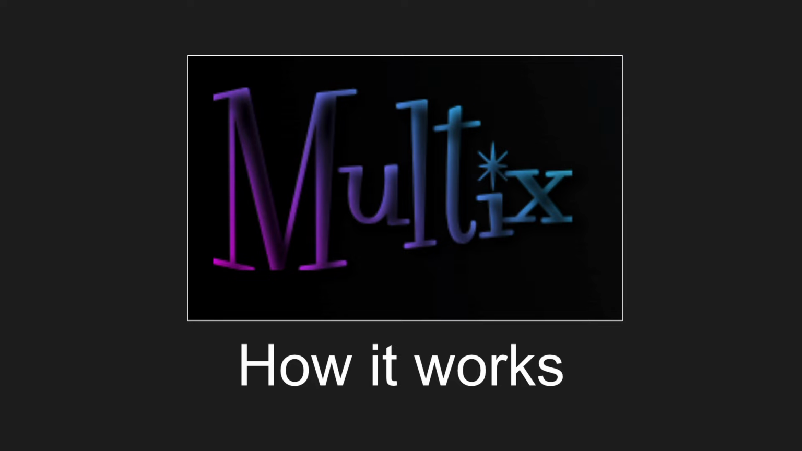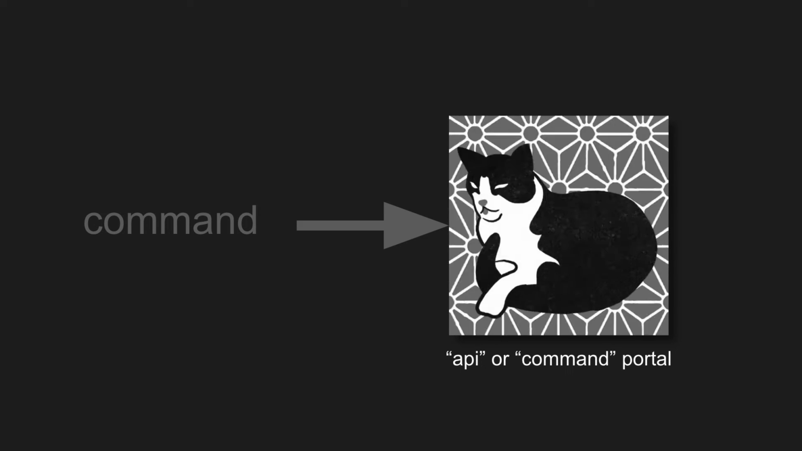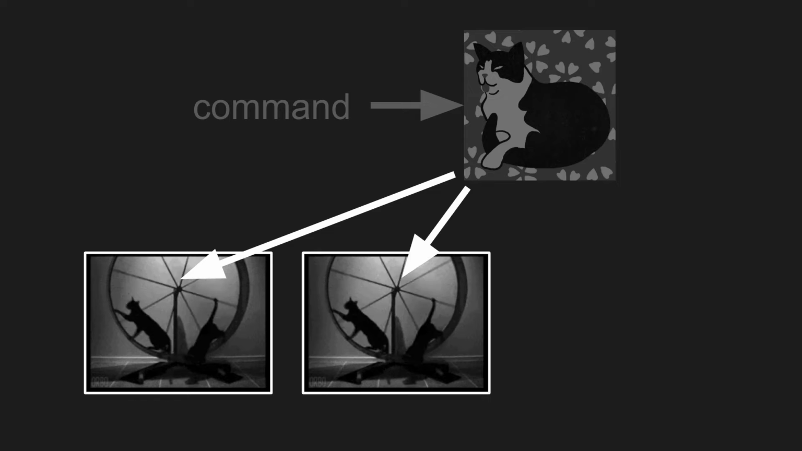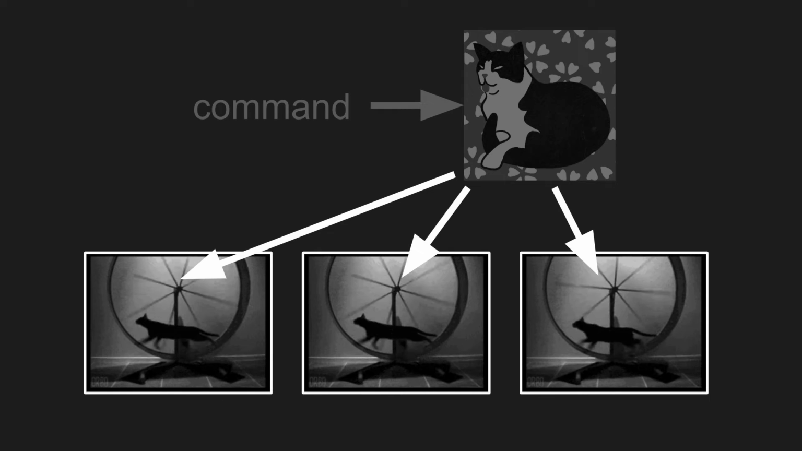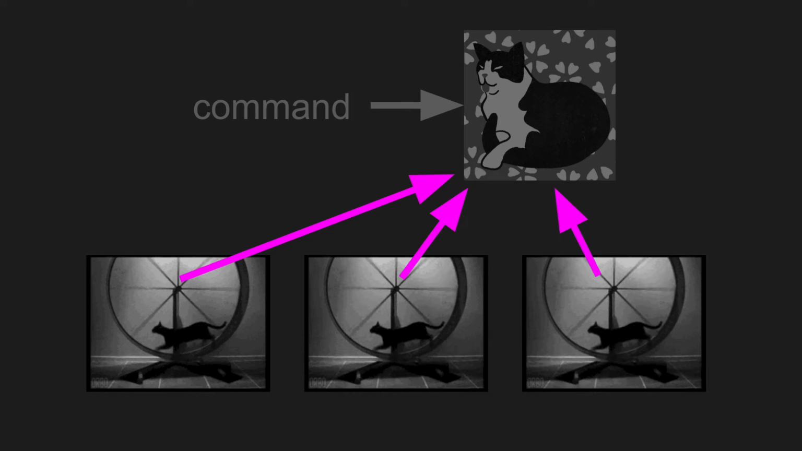Okay, so let's go a little bit deeper into this. Again, you start with this command, which gets sent to Multix, right? So there's this API, this command portal, and that in turn is probably going to hand stuff off to a worker, you know, or two or three, right? And then they'll go off and do stuff. And then hopefully you get some results back. They get gathered up and sent back.